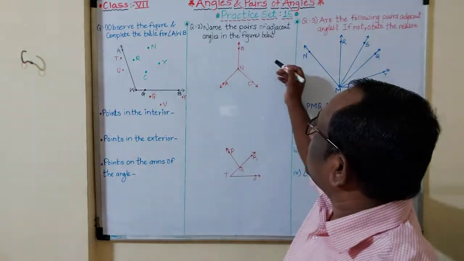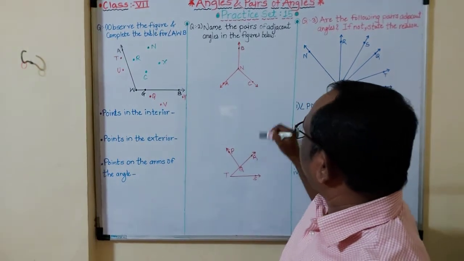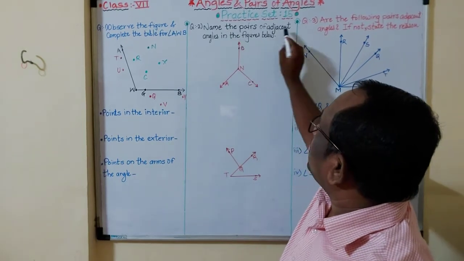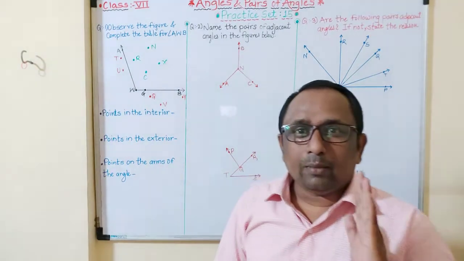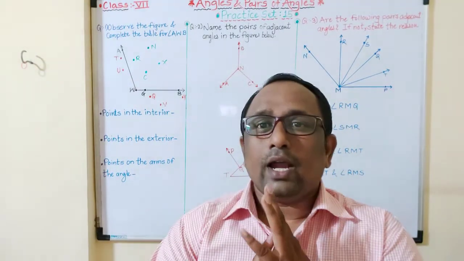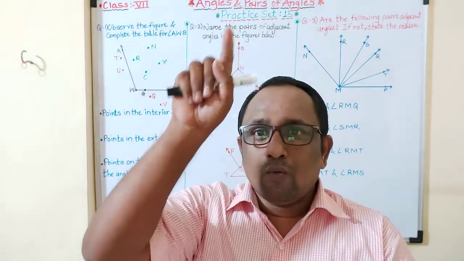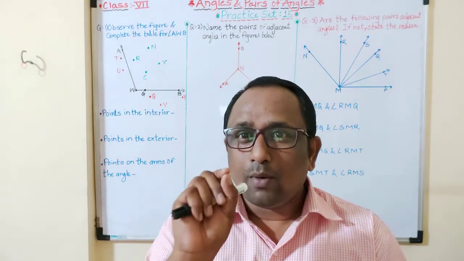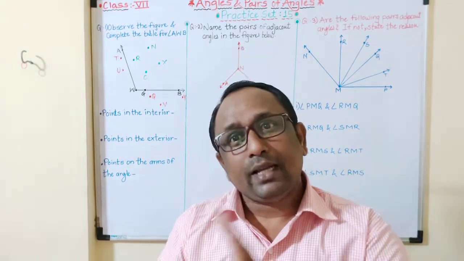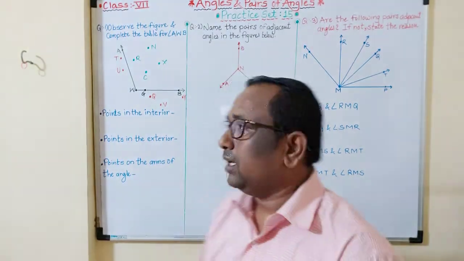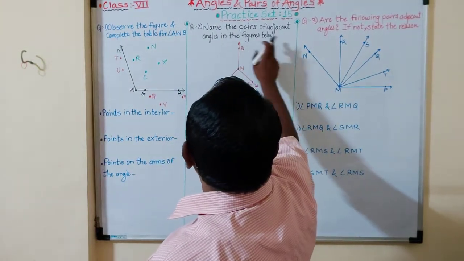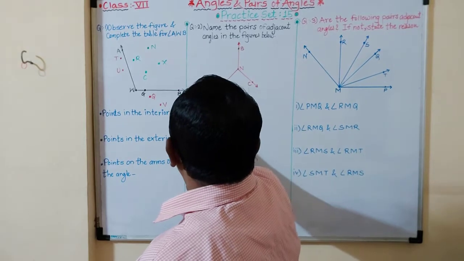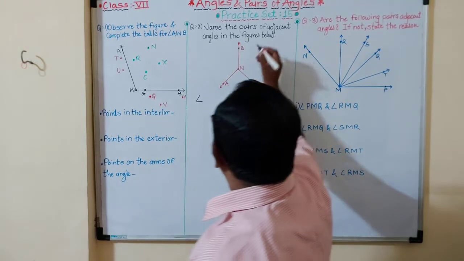Now for the first figure and this figure, we have to write the names of the pairs of adjacent angles in the figure. So I'm telling you again, adjacent angles means having one common arm, one common vertex and separate interiors. Now let's see here. Name the pairs of the adjacent angles in the figure. First we'll start from here.